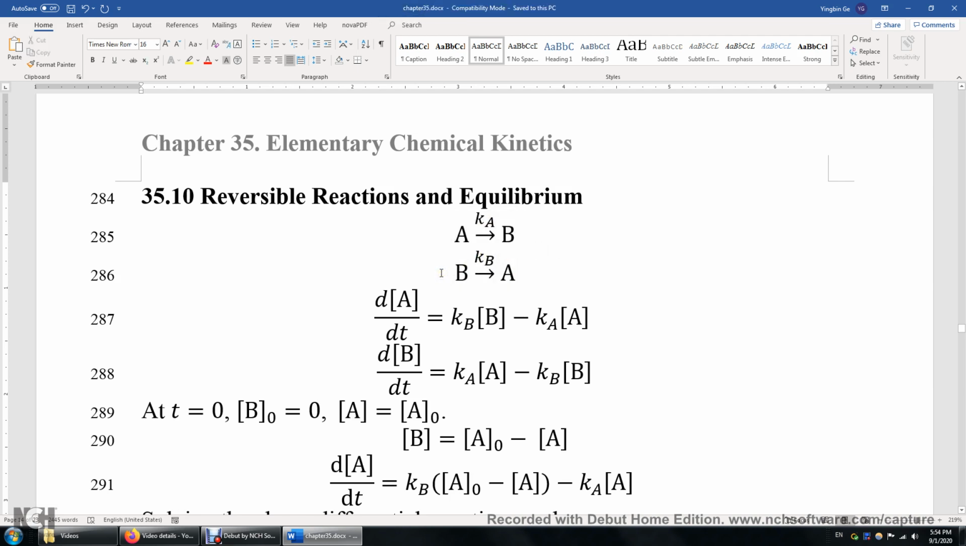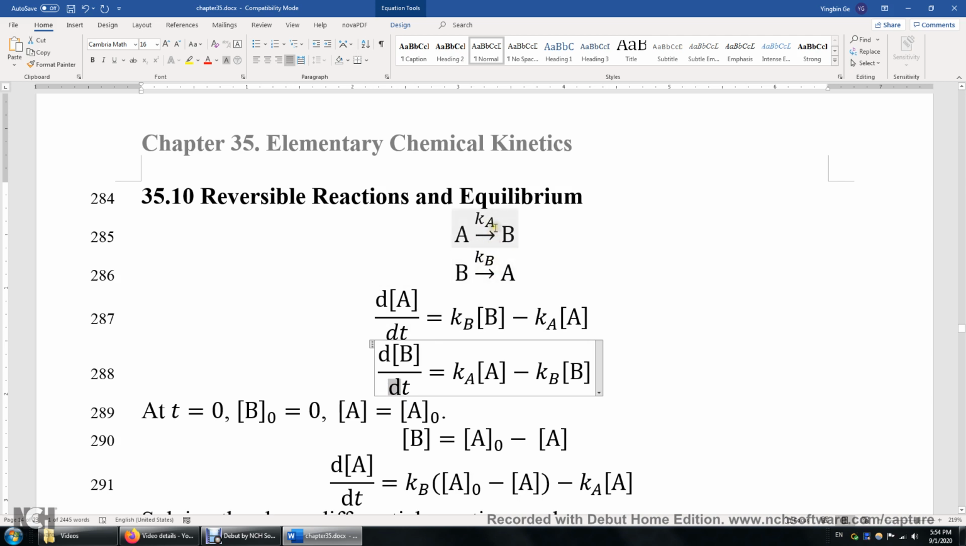And then we can write out one differential equation for each species. For A, you have dA over dt is equal to Kb times B minus Ka times A. This is positive because A is produced in the second step. The second term is negative because A is consumed in the first step. That's why. And you can write out a similar equation for B. Again, B is produced in the first step and it's consumed in the second step. Both elementary reactions are going on at the same time.